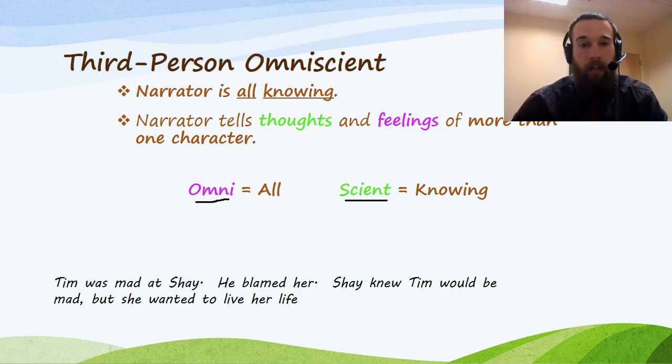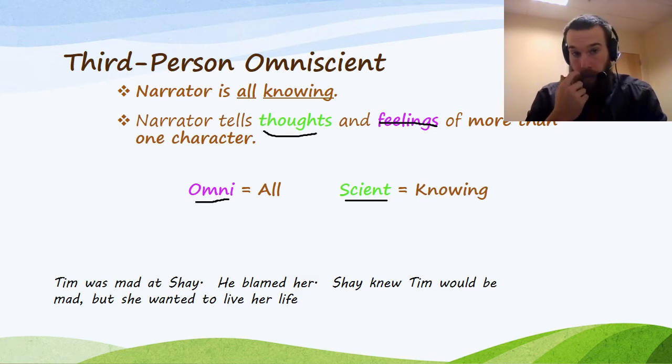So in this one, the narrator can tell the thoughts and the feelings of more than one character. A lot of times they'll let you into multiple different characters. So I'm going to read using those same characters that I used from the third person limited and look at the difference between the 2.